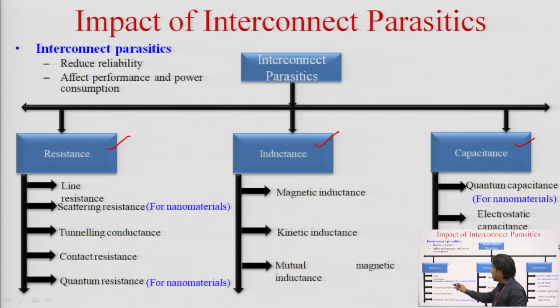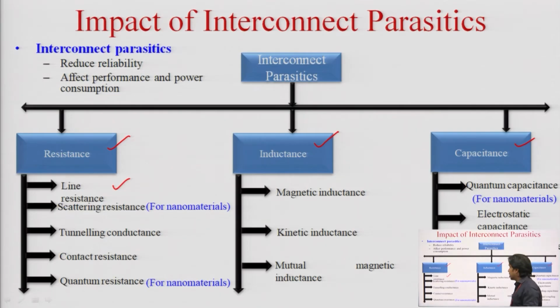Okay. So, we have a line resistance. That means the wire we have exhibits a line resistance. But if we talk about nanomaterials like graphene, they exhibit different kinds of resistance: scattering resistance, contact resistance, and quantum resistance. Similarly, for inductance, we have magnetic inductance, kinetic inductance, or mutual inductance.